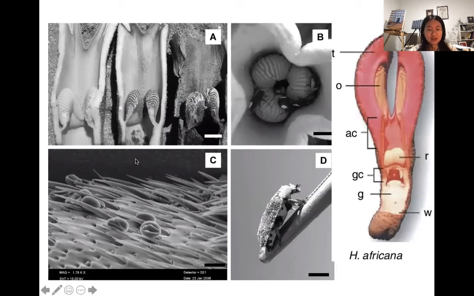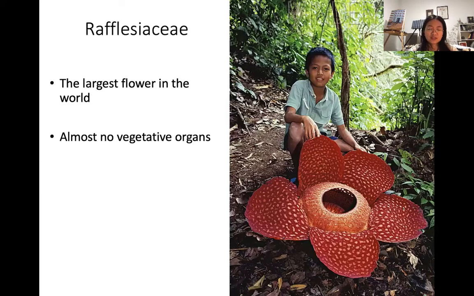Here we have a very nice image of that. Here showing some beetles trapped in the flower and covered in pollen. And then panel C is an enlarged image of the pollen that was stuck to the elytra of the beetles. And when I talk about Hydnora, it might have reminded you of many features of Rafflesiaceae, which is the plant that I'm going to focus on today.